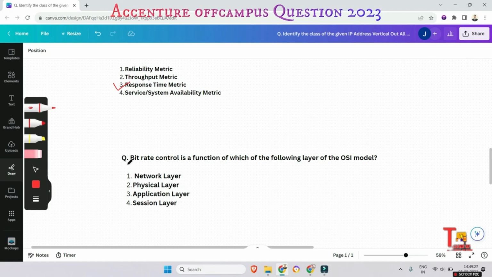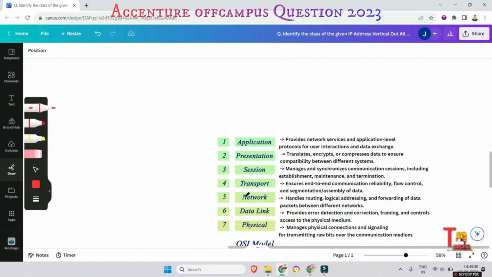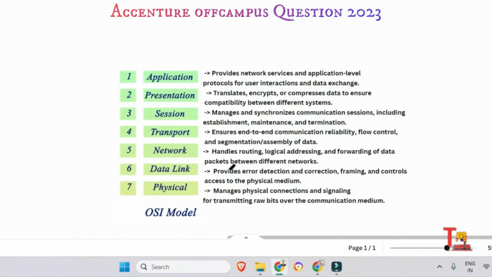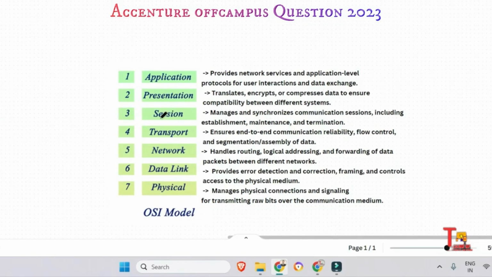So the next question is, bitrate control is a function of which of the following layers of the OSI model? Network, physical, application, or session layer? Before answering the question, just know a little bit about theory. That is, the OSI model has these layers. The first layer is physical, then data link, network, transport, session, presentation, and application layer, right?